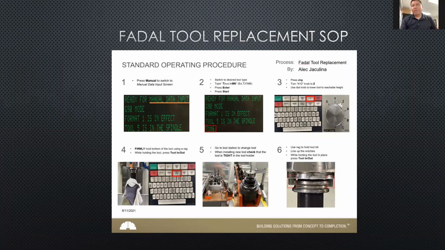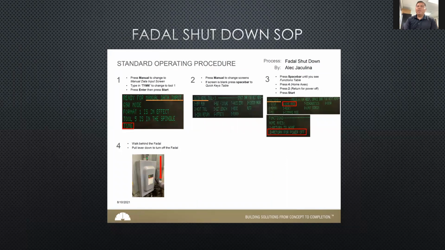This SOP demonstrates how to properly replace a tool when it breaks. It tells you how to properly replace it. The next SOP, the shutdown SOP, tells you how to correctly home the machine, because if we don't do that, once you start it again, it'll lead to a lot of errors.